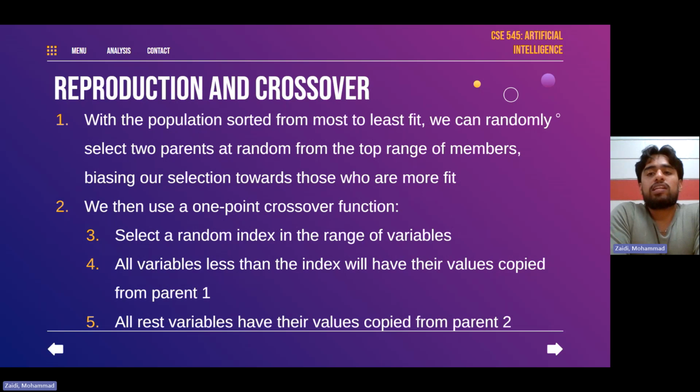Now, reproduction and crossover. Now that we have a sorted list of our members from most fit to least fit, we can select two parents from the top range of those members, and those are going to be good candidates to carry their traits forward into the next generation. In order to cross those traits over, we use a random one-point crossover function. And so we select a random index in the middle, anywhere, and so all the variables before that index will get their values, their true or false, from parent 1, and the rest will inherit from parent 2.